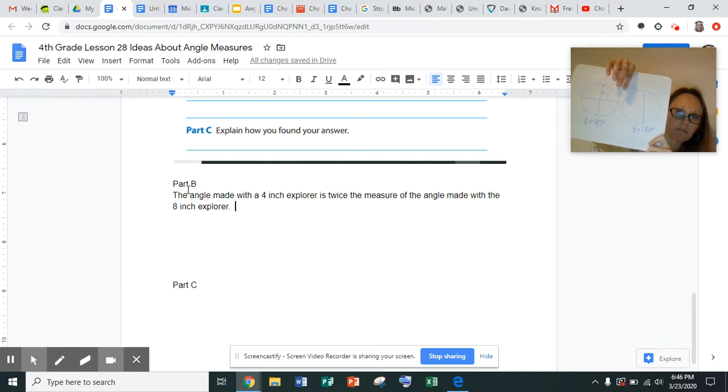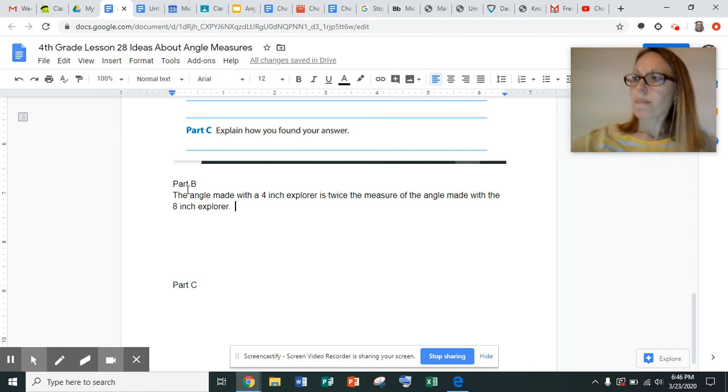Okay? Because 1/4 plus 1/4 gives you 2/4, which is the same as 1/2. Or if you're looking at the degrees, 90 degrees times 2, or 90 plus 90, gives you the 180. So that is part B. So it is twice the measure of the angle. We're talking about the measure of the angle, not the length of the rays. So I want to make sure you understand that.